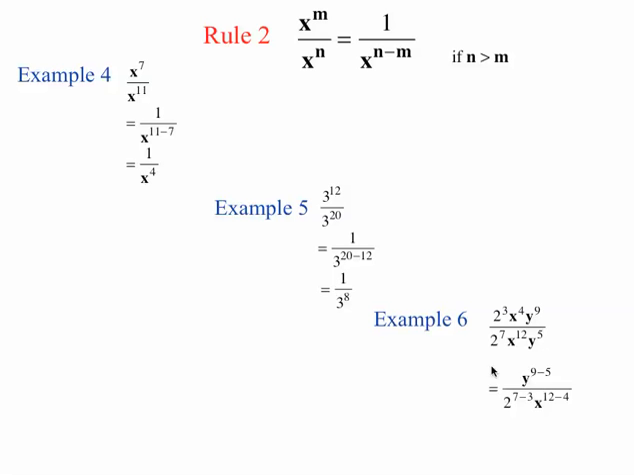For the 2's, the answer is going to go to the bottom, so we're going to have 2 to the 7 minus 3 on the bottom. For the x's, the answer is going to go to the bottom, so it's going to be x to the 12 minus 4. For the y's, the answer is going to go to the top. It's going to be y to the 9 minus 5. Which is going to give us y to the power of 4 divided by 2 to the power of 4, x to the power of 8.